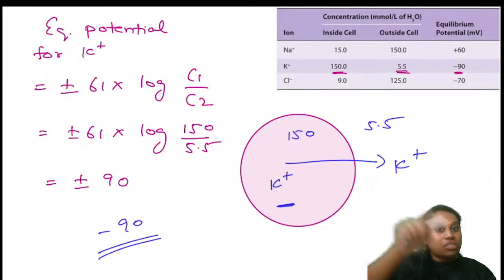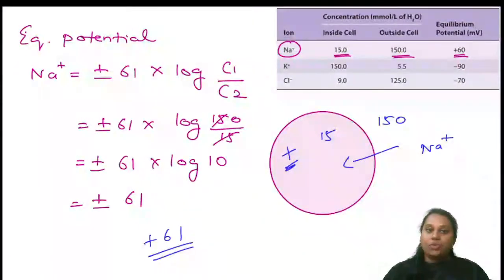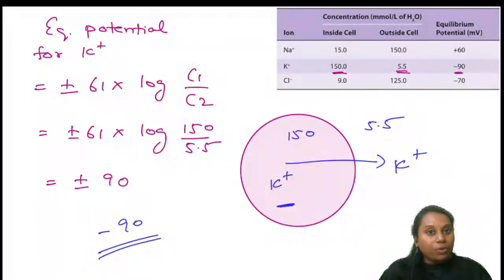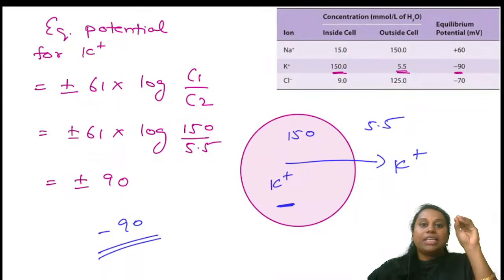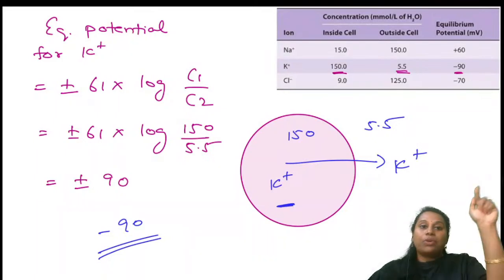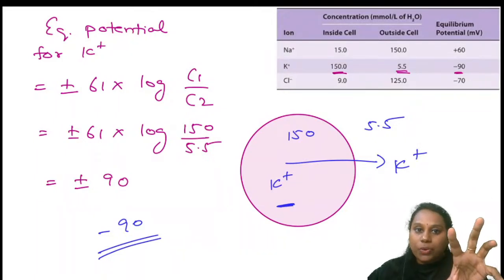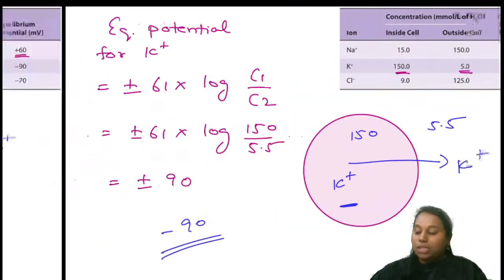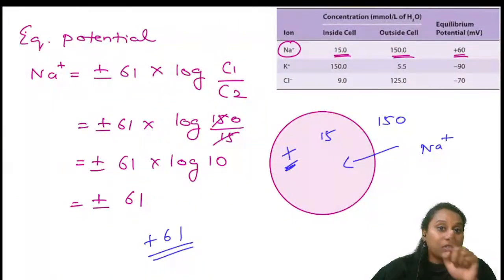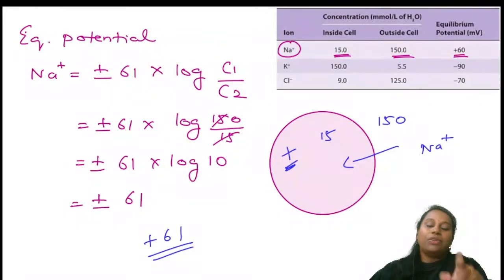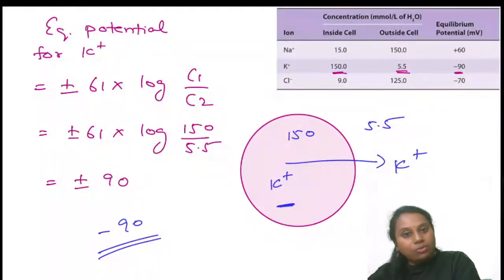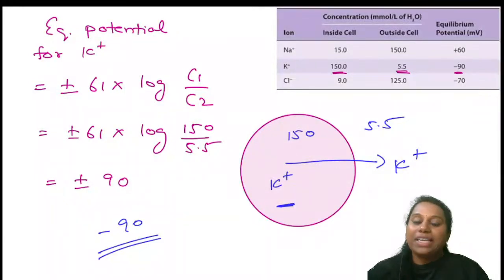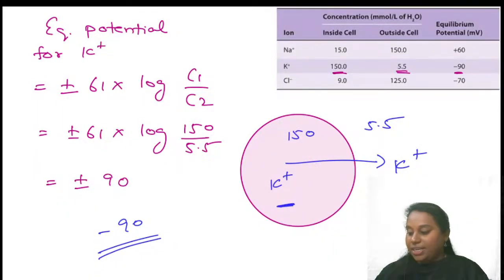Sodium is adding positivity inside. So the value is plus 61. But potassium moving out is removing positivity out of the cell. It is making the inside negative. Always remember, equilibrium potential is the inside concentration when compared to the outside. Finally, what is happening to inside the cell? That is more important. So sodium is bringing positivity inside the cell, so the value is plus 61. Potassium is removing positivity out of the cell, so the value is minus 90. It is making the inside negative.